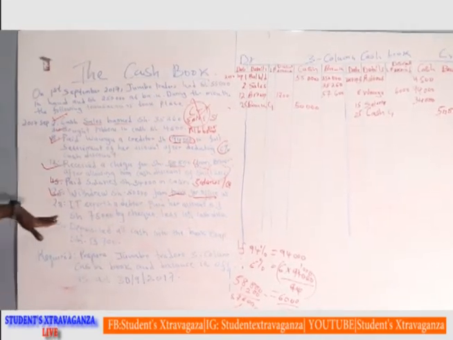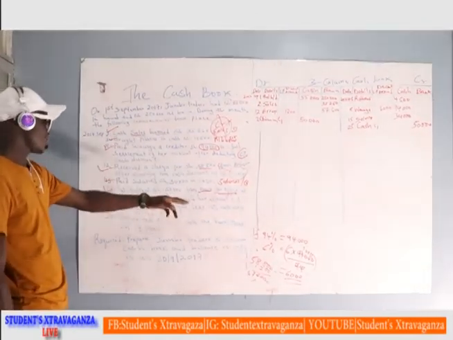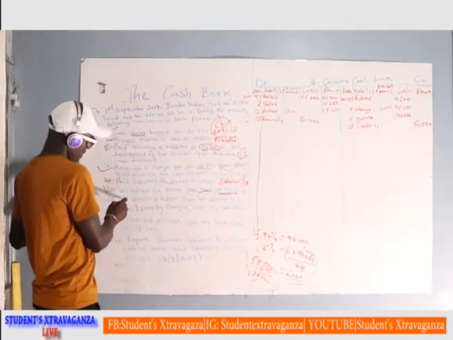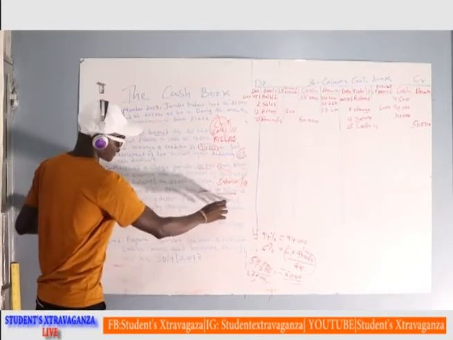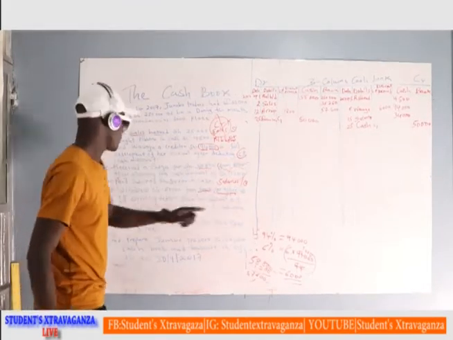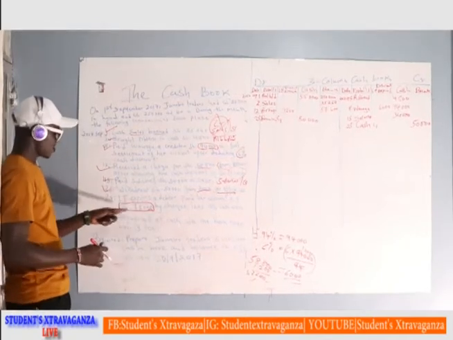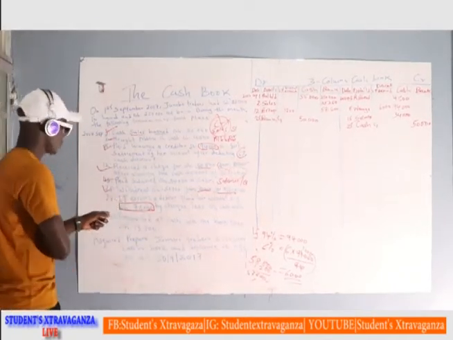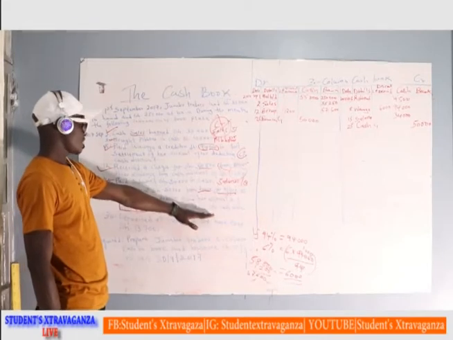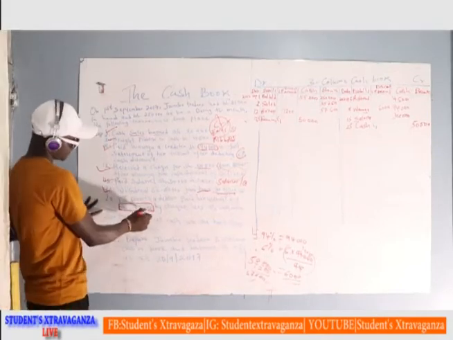Let's move to the 28th. IT experts, a debtor, paid her account of 75,000 by check, less 10% cash discount. Let's analyze this transaction. Meaning this is not the amount that was paid by IT experts. IT experts owed Jumbo Traders 75,000, but they were given a cash discount of 10%. So we want to calculate; these represent 100%.